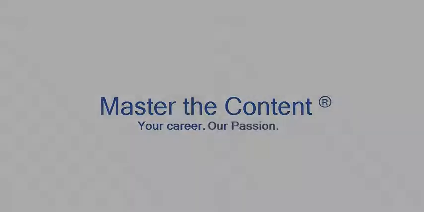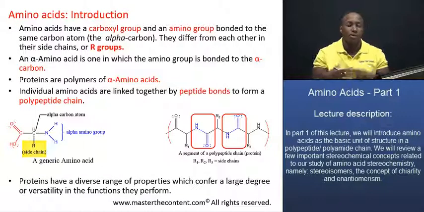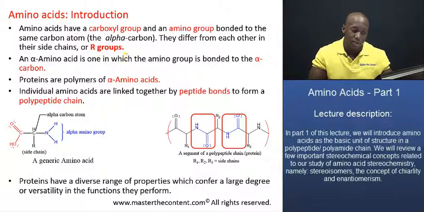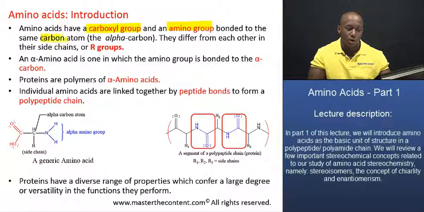Your career, our passion. We're going to break down the general structure of amino acids. Now, amino acids have, as you can see on the screen right there, a carboxyl group and an amino group that are both bonded to the same carbon atom. Amino acids only differ from each other in their side chains, what we call their R groups.